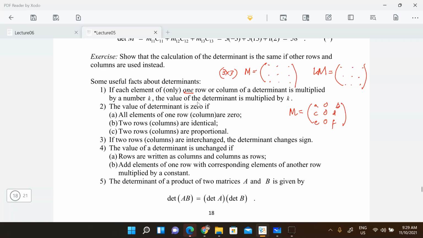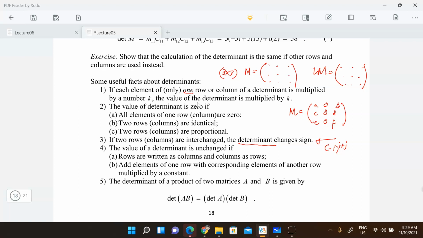Now, why is this happening? It's because you already know that when you interchange 2 rows or 2 columns, your determinant will change sign. Why does it change sign? Because remember, when you do the cofactor, you always have this sign pattern. So if you start swapping things around, then you're going to swap some of the minus signs around. So that's why you have this determinant change sign if you have 2 rows being interchanged.